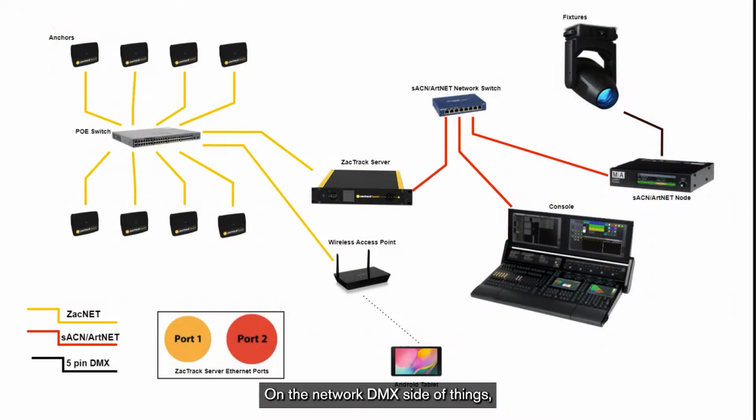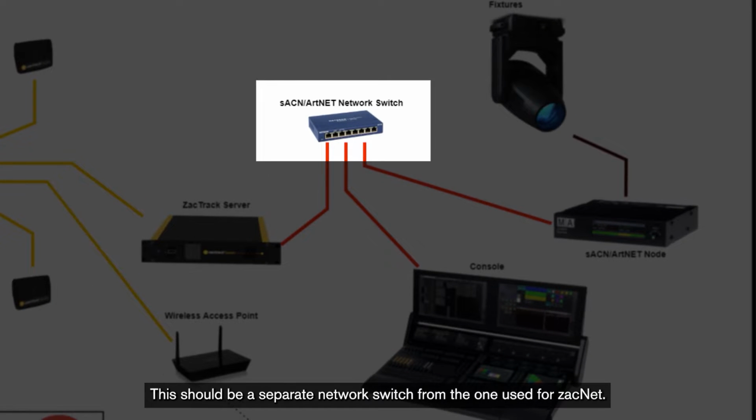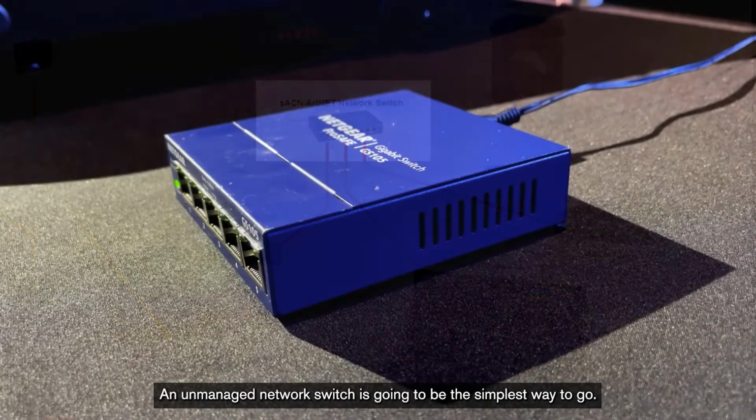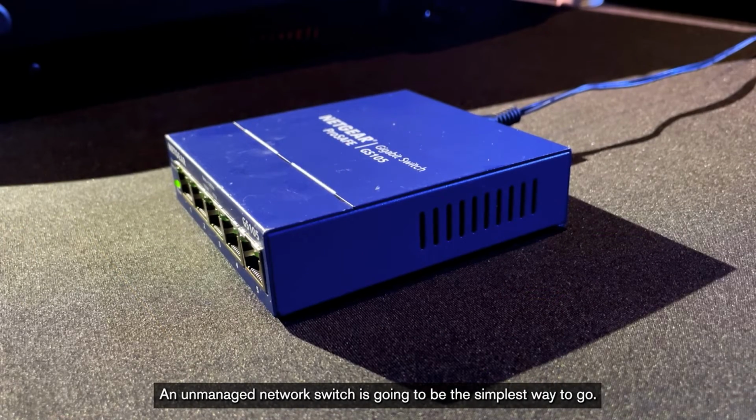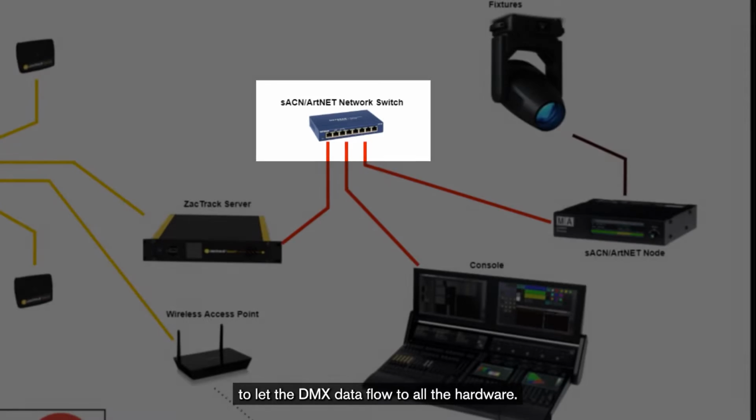On the network DMX side of things, regardless of whether you use sACN or ARTNet, everything is all connected through a network switch at the center. This should be a separate network switch from the one used for zacnet. An unmanaged network switch is going to be the simplest way to go. However, if you do choose to use a managed switch, make sure to check all the various settings needed to let the DMX data flow to all the hardware.